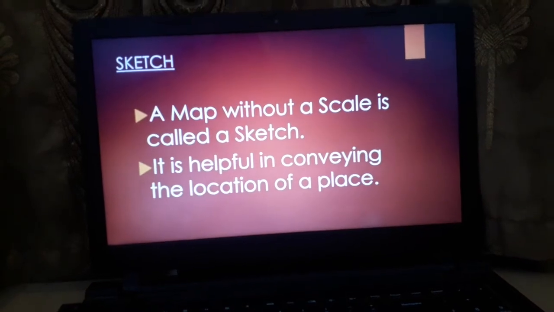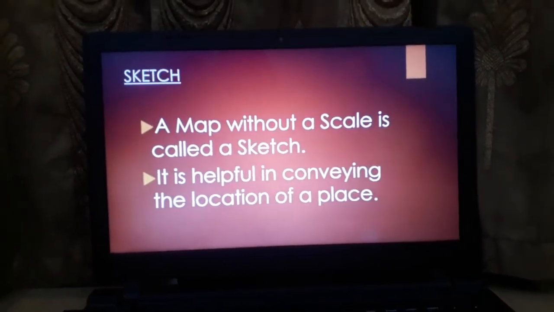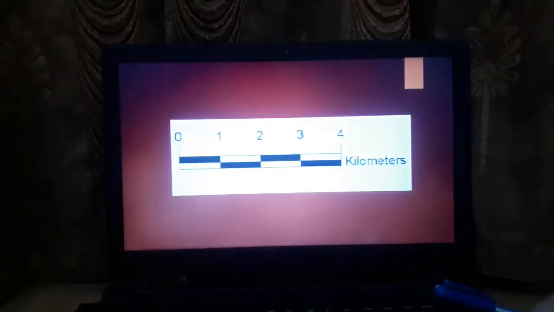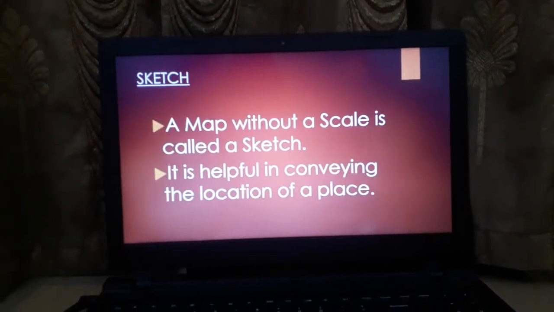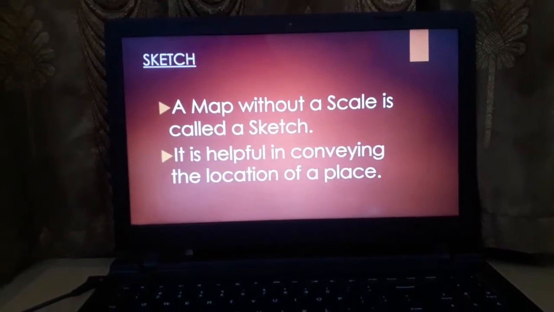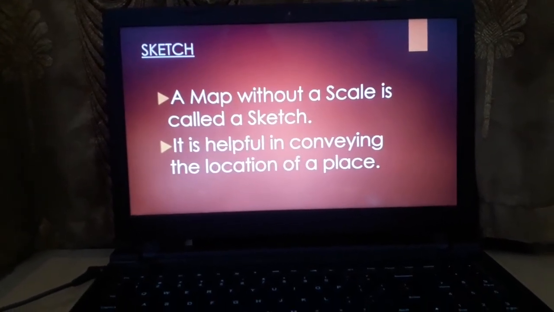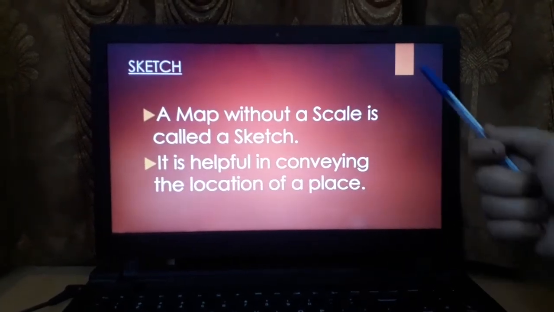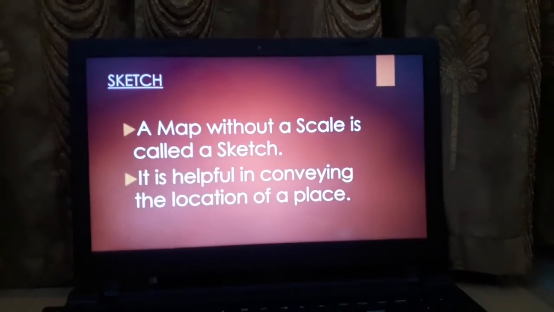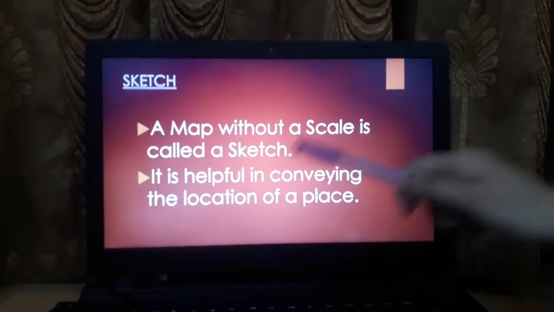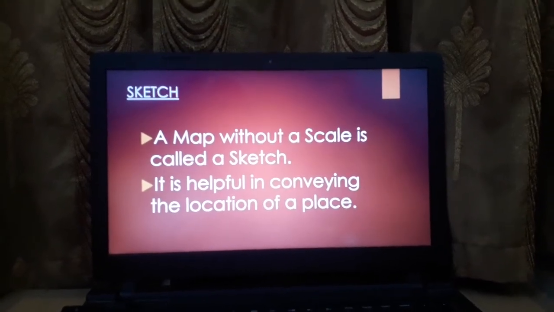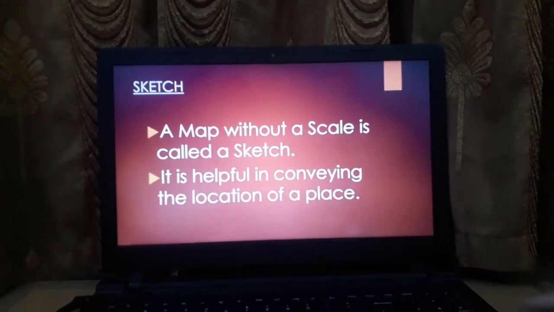Now comes the second type of scale, that is sketch. Students, you might have heard of sketch in the field of painting. Now we will study sketch in terms of maps. A map without a scale is called a sketch. When we make a map without a scale, that is called a sketch. It is helpful in conveying the location of a place, so it helps us locate a particular place.